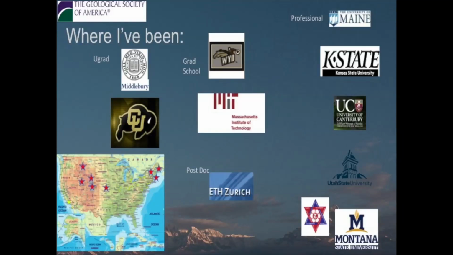Just in terms of where I've been, this was stated earlier, but for my undergraduate, I actually started at a small school in Vermont. Vermont's in the eastern part of the United States, but I transferred to University of Colorado, which is in the Rocky Mountains in the western part of the US. So these stars are the various places that I've been. I started graduate school at Wyoming, but my professor was offered a job at MIT and he moved there, and then I was able to follow. That was a tremendous opportunity for me. MIT opened so many doors.